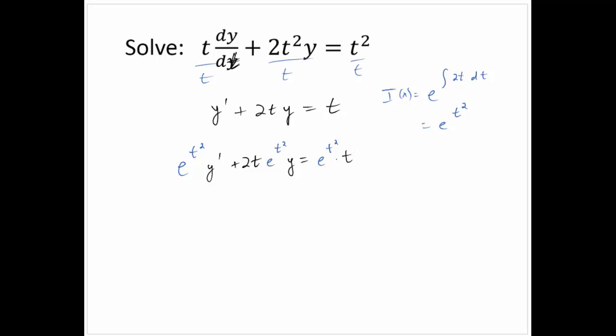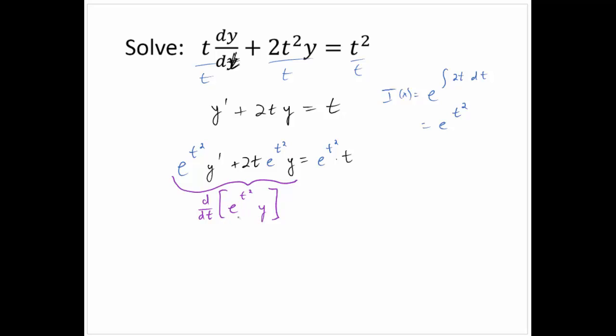All right, now the left-hand side, if we've done this correctly, should be a derivative using a product rule. So this should be d by dt of e to the t square y. Let's just double check that. If I took the derivative with respect to t of e to the t square y, I'd have e to the t square times the derivative of y with respect to t. Okay, we'll write y prime for that.